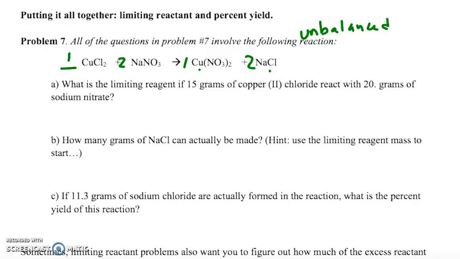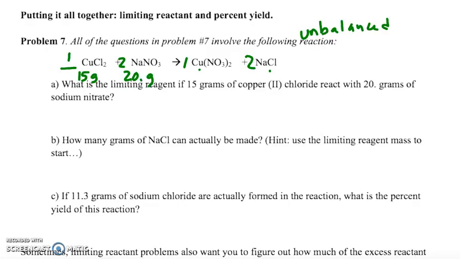Here's the question. It says, what is the limiting reagent if 15 grams of copper 2 chloride react with 20 grams of sodium nitrate? So what we're telling you here is that you go to the pantry and you find that you have only 15 grams of copper chloride on hand, and you have 20 grams of sodium nitrate on hand. So you want to know which one's going to run out first. That's what we mean when we ask what is the limiting reagent.